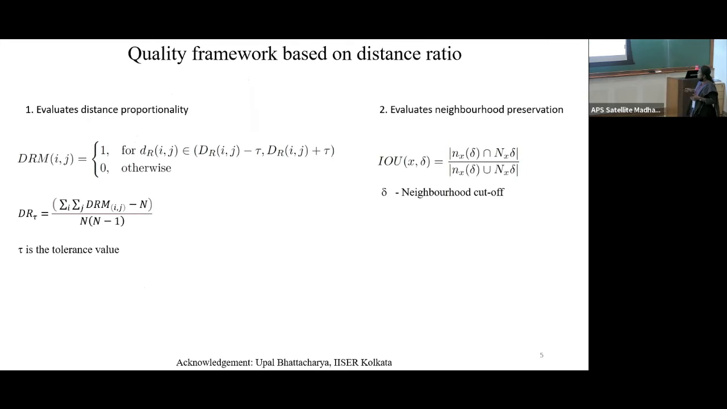So then we have introduced two other metrics that are based on distance ratios. Essentially, these metrics count the number of mismatches in the distance ratios from the low dimensional with respect to the high dimensional data set, given a tolerance cutoff. The other method evaluates neighborhood preservation. When you are projecting the low dimension and the high dimension, you are just counting the common neighbors over all the neighbors in the low dimensional as well as high dimensional space that we are measuring here.